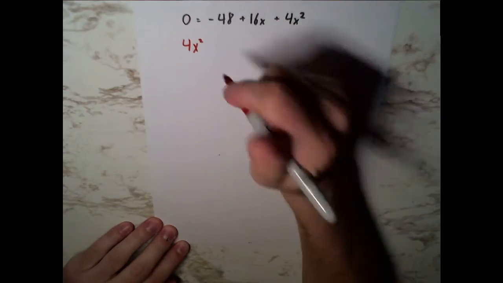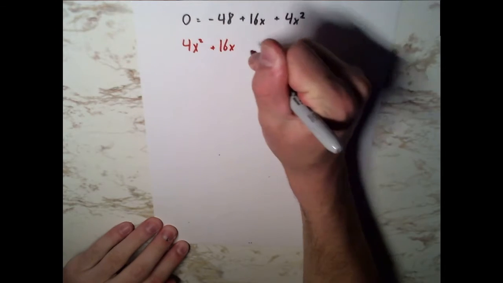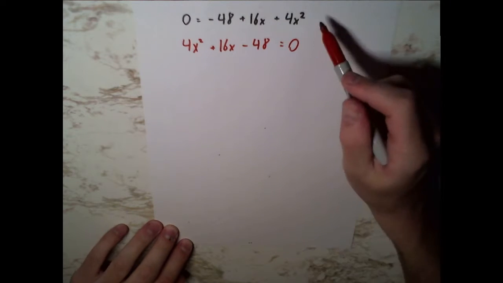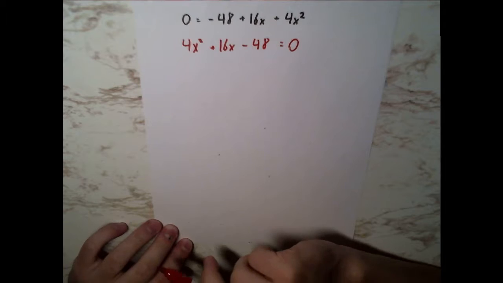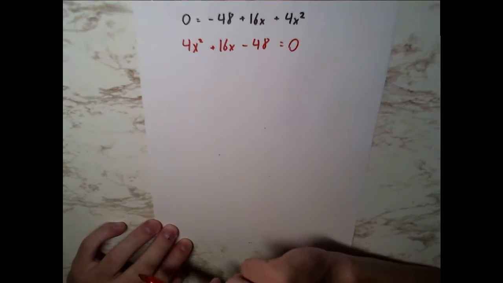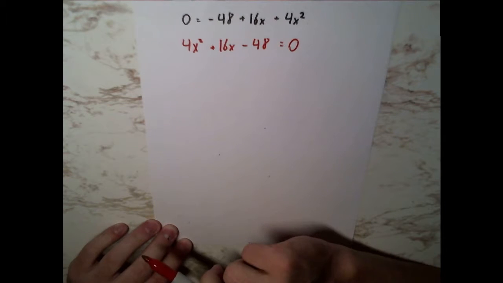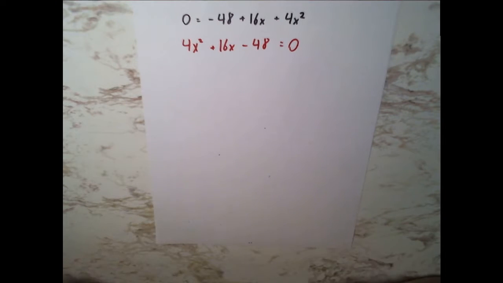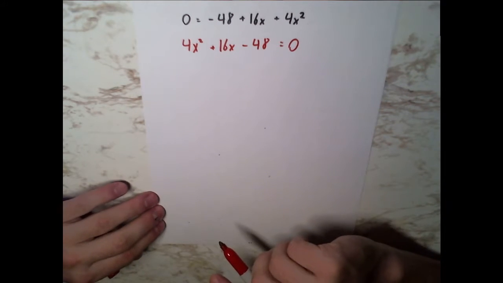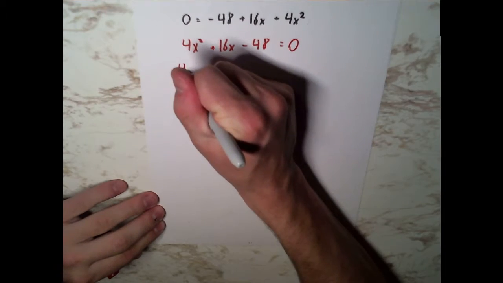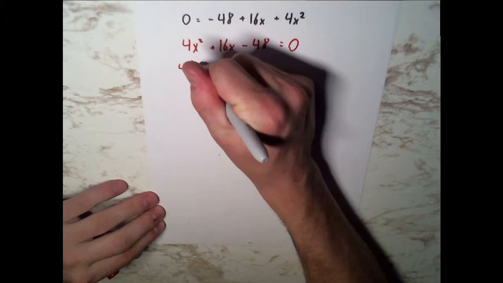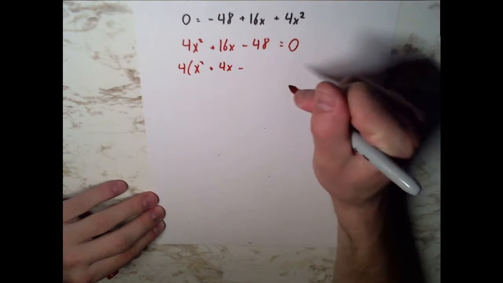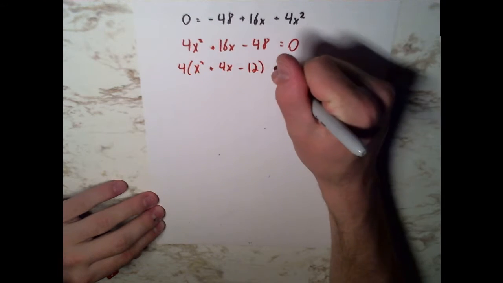4x squared plus 16x minus 48 equals 0. So these two equations are the same. You're allowed to reorder your pluses and minuses as much as you want, so I just moved things around a little bit. And this quadratic in red is something that we definitely know how to solve. So I'm going to factor out a 4. So I'm left with x squared plus 4x minus 12 equals 0.